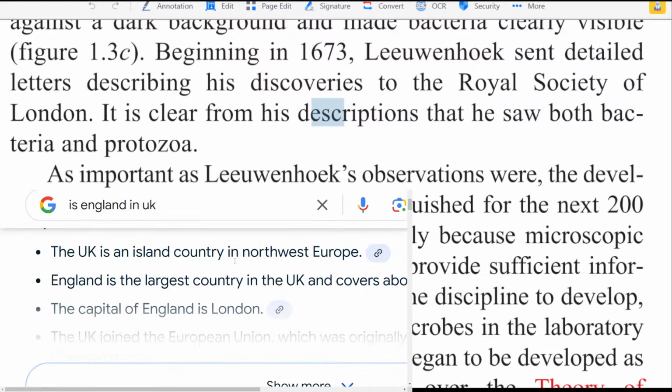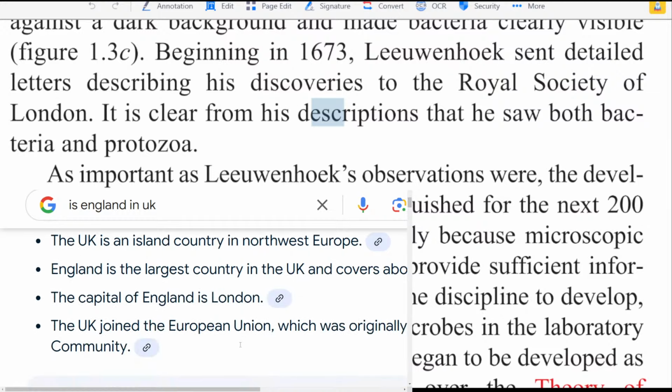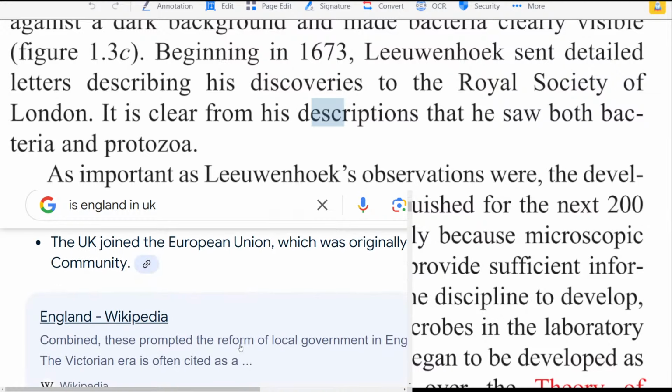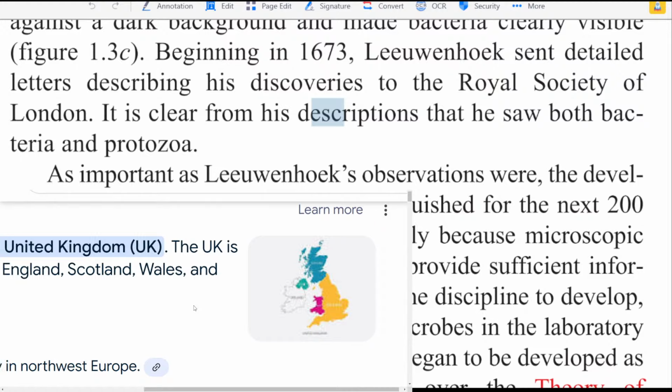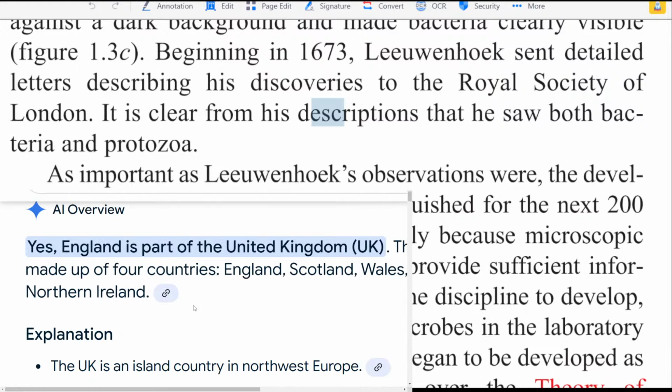It is an island country in northwest Europe. England is the largest country in the island country. The capital of England is London. The UK joined the European Union, which was originally the Common Market. How can a United Kingdom be a city? Okay, it's a kingdom. I think they have a lot of countries. Okay, for now I am getting this: the UK is bigger than England, and then London.